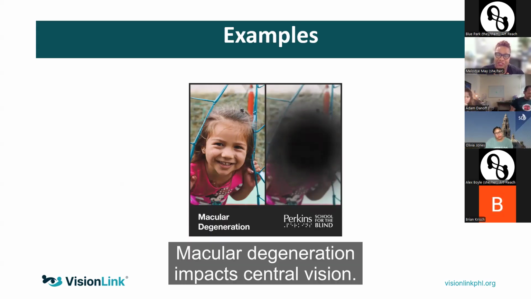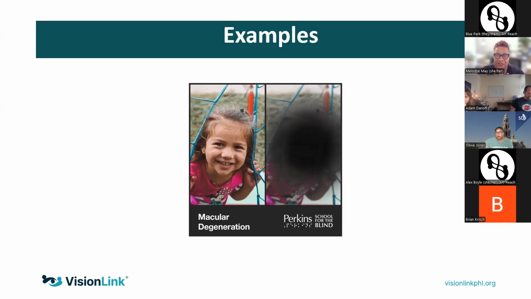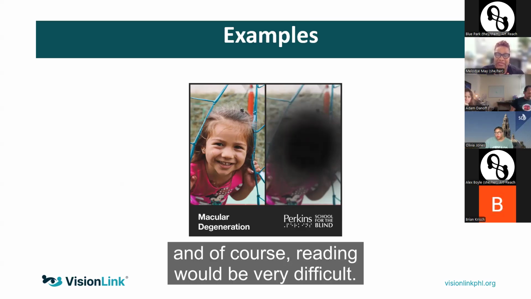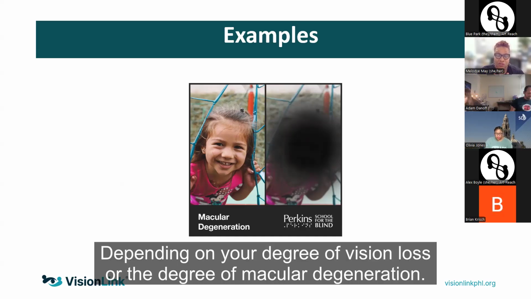Macular degeneration impacts central vision. So individuals may have trouble identifying people, seeing faces, and of course, reading would be very difficult, depending on your degree of vision loss or the degree of macular degeneration.